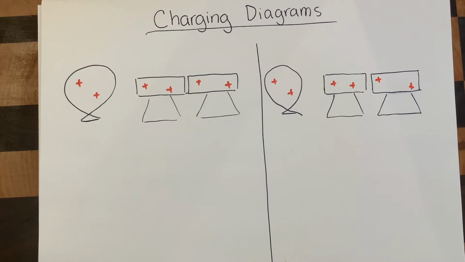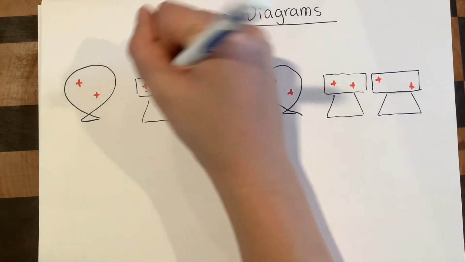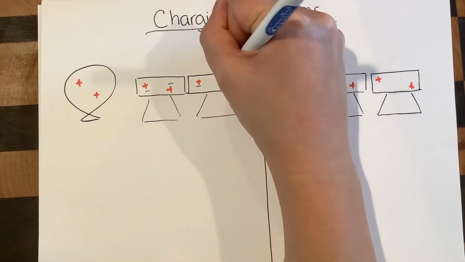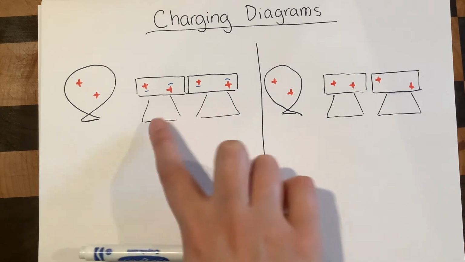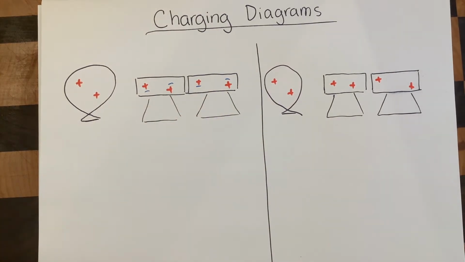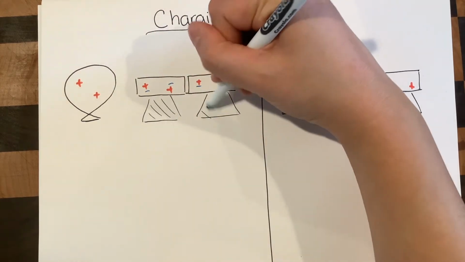Now, electrons are free to move, or at least freer to move than protons, because they're on the outside of atoms. So I'm going to draw two neutral cans. These are supposed to be aluminum cans that are conductors on top of insulating styrofoam cups. So I'm going to just leave the styrofoam cups as insulators. We'll ignore that they're there for a second.